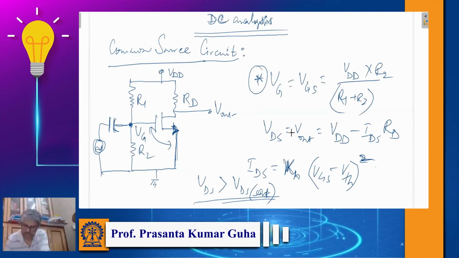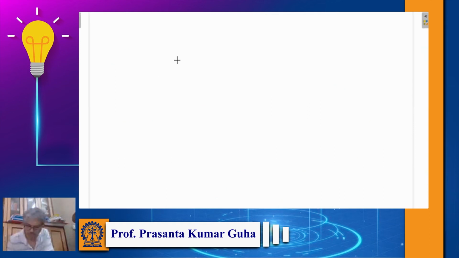Now the thing is, in the same fashion as we did in case of BJT, we can add a resistor here. We can add a resistor at the source, like we did in the case of emitter degeneration, you remember. So we can modify that circuit and add one additional resistor here.